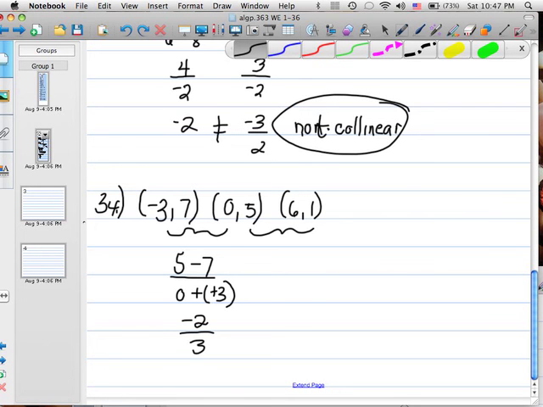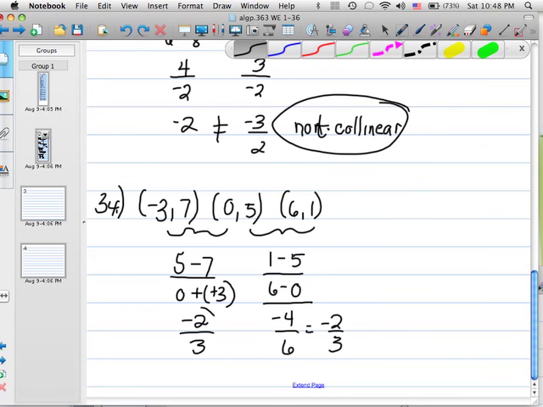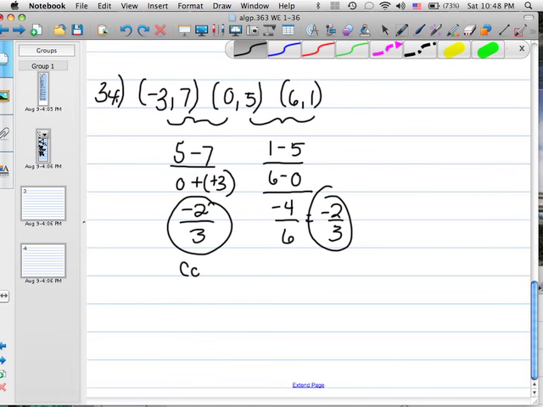Now check the slope here between these 2 points. Change in y, 1 minus 5, over the change in x, 6 minus 0. So we get negative 4 over 6, which equals negative 2/3. And they are the same, so they are all three on the same line. They're collinear.